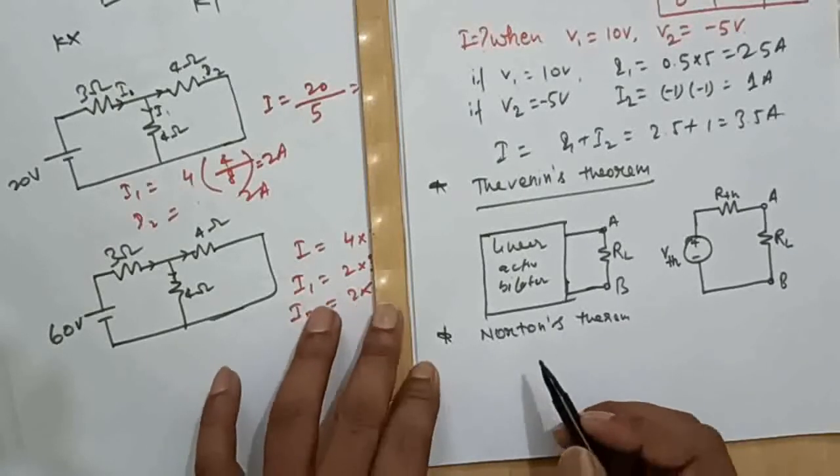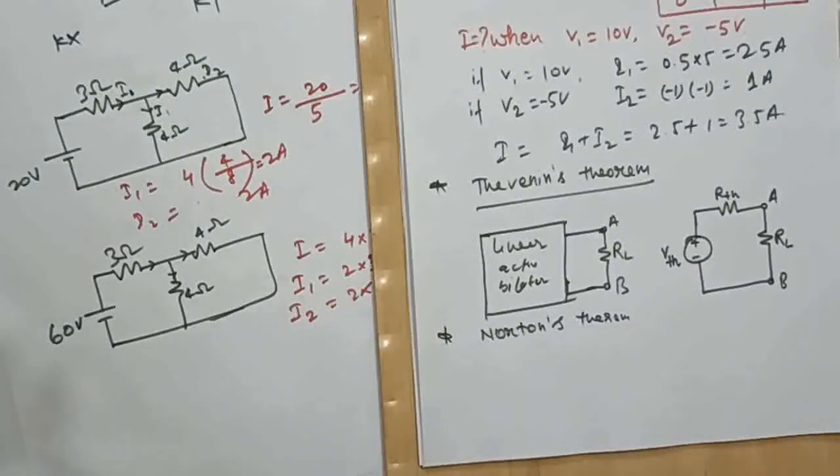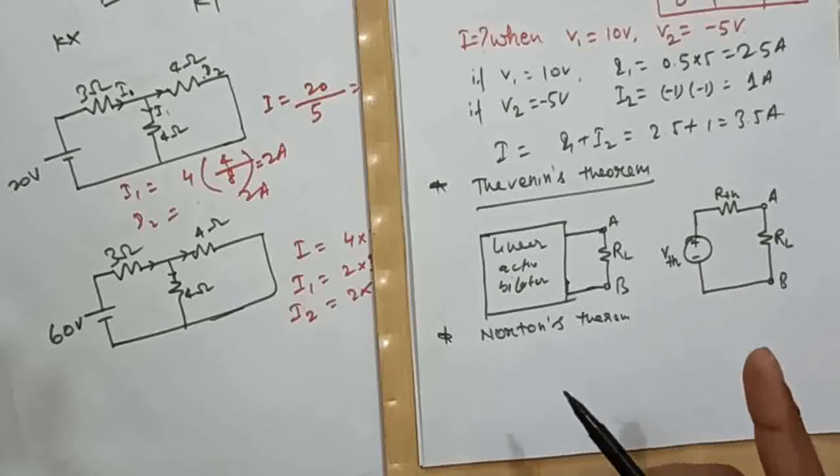What does it say? It simply states that a linear active bilateral network with two terminals can be replaced by an equivalent circuit consisting of a current source. In Thevenin's theorem, it was replaced by a voltage source in series with the resistance RTH, but in Norton's theorem it will be replaced by a current source in parallel with a resistance which we call Norton resistance, right?